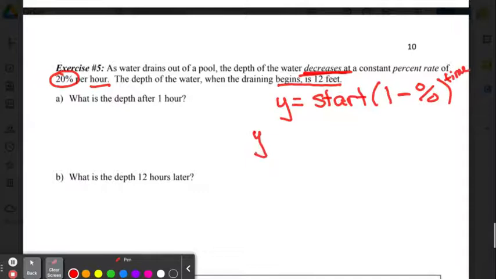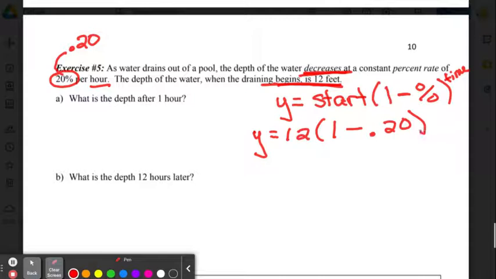So here I've got y equals, and our starting is 12, and then 1 minus. To write 20% as a decimal, it's 0.20. And it's draining each hour, and they want to know after 1 hour, so you can put a 1 there, or you can just leave that off. And then you get 9.6 feet.